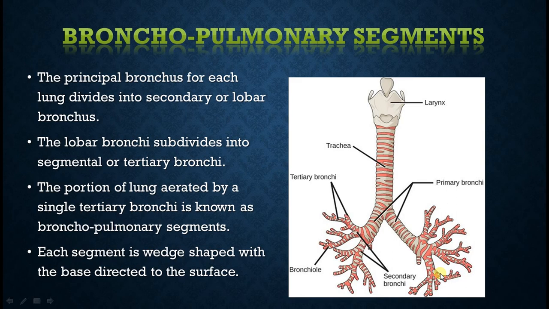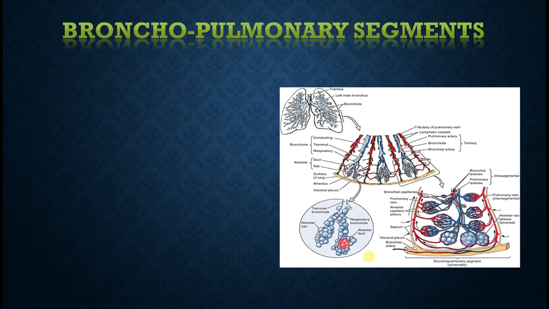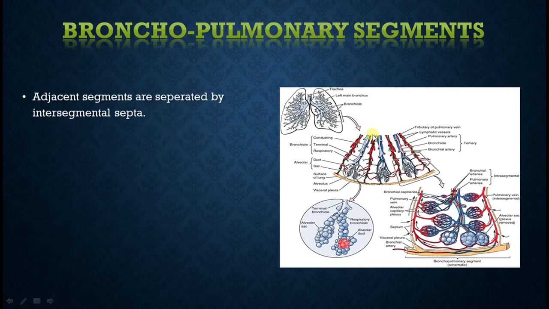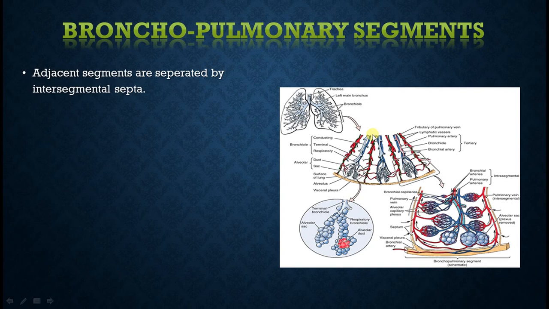Now, if you look at each segment, it is somewhat wedge shaped. The base of the wedge is nearer to the surface of the lung, whereas the apex is pointing inwards. Okay, wedges. You know what a wedge is? Like a segment of an orange fruit, it is somewhat wedge shaped, or potato wedges. You would have had potato wedges when you go to any of these famous outlets.